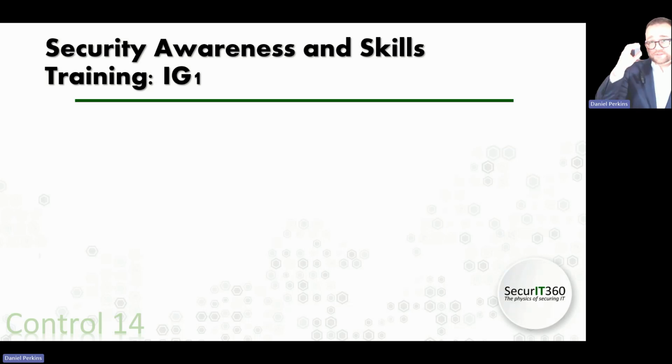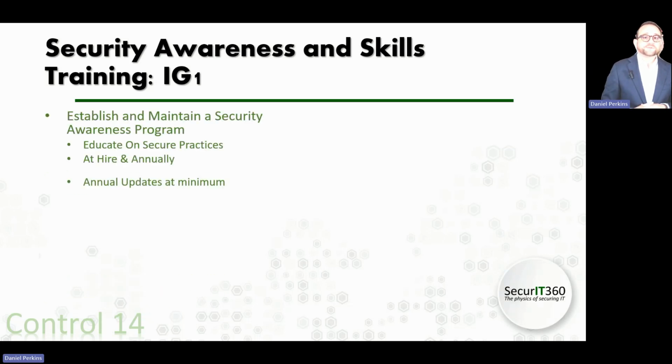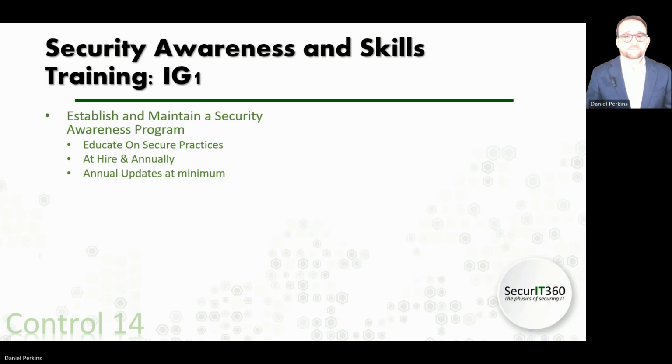So let's take a look at the Group 1 elements here. That first step is going to be the program, right? We need to establish and maintain a security awareness program. Now, there's a couple of elements here that the standard calls out. We need to educate on what our secure practices are, making sure our users and our employees understand what's expected. At minimum, we need to be doing this training at hire and annually. And we need to have annual updates to our program at minimum, right?